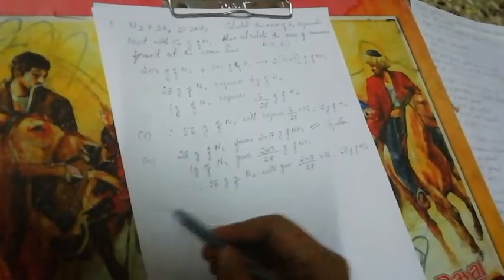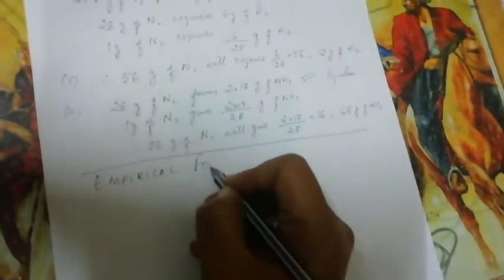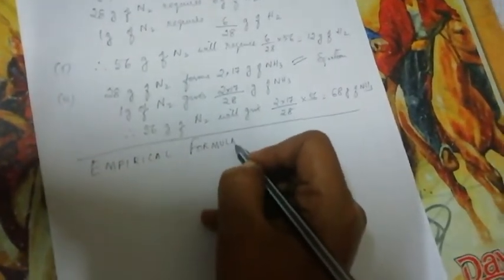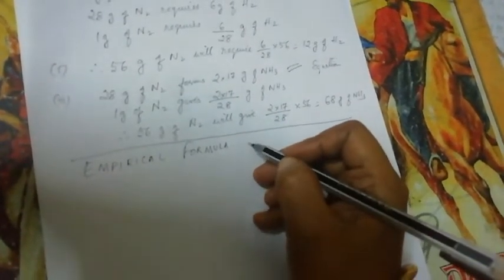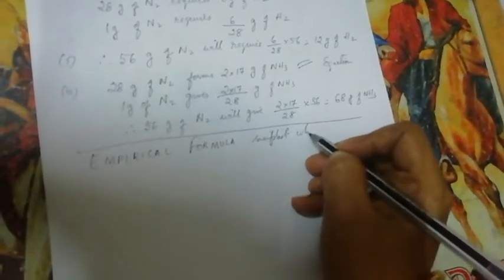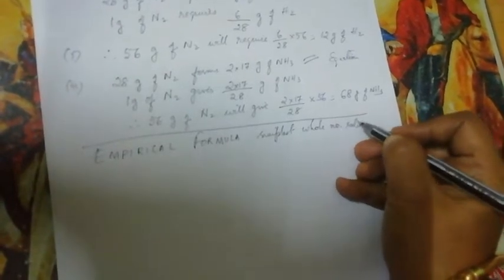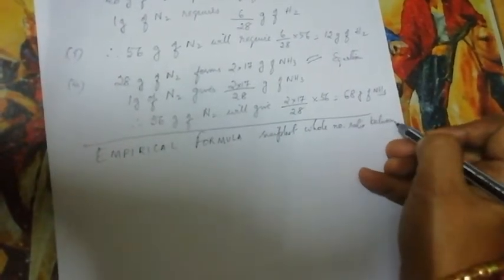Okay. Now next, the last part of this chapter is empirical formula. Now what is an empirical formula? Empirical formula is the formula representing the simplest whole number ratio between the atoms in a molecule.